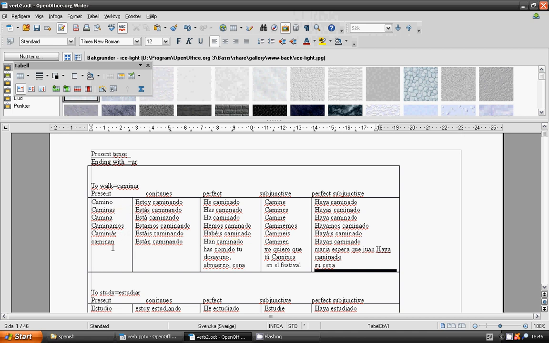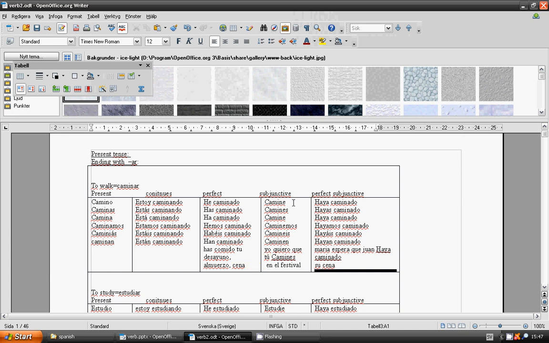Present perfect: I have walked. He caminado, has caminado, ha caminado, hemos caminado, habéis caminado, han caminado. Example: ¿has comido el desayuno, almuerzo, cena? Present subjunctive: camine, camines, camine, caminemos, caminéis, caminen. Present perfect subjunctive: haya caminado, hayas caminado, haya caminado, hayamos caminado, hayáis caminado, hayan caminado.